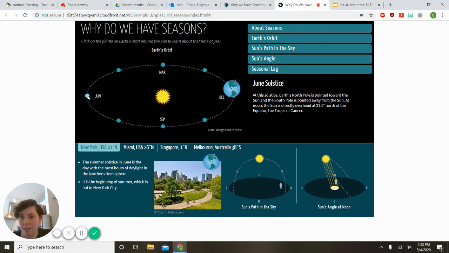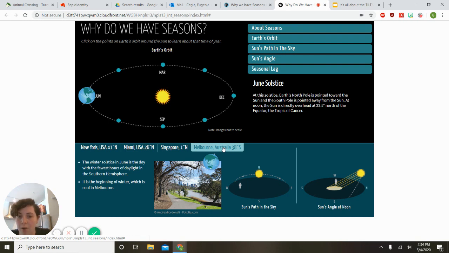So if I'm trying to figure out this left-hand one for the southern hemisphere, I would click on the spot on the diagram that I'm looking for, and then I can read a little bit about it down here. So this is the June solstice. That's what we're told. It is the winter solstice in Australia, and it has the fewest hours of daylight in the southern hemisphere. It's the beginning of winter, which is cool in Melbourne. So it's telling you that those temperatures are cooling down. You can take a look over here at that angle of the sun.